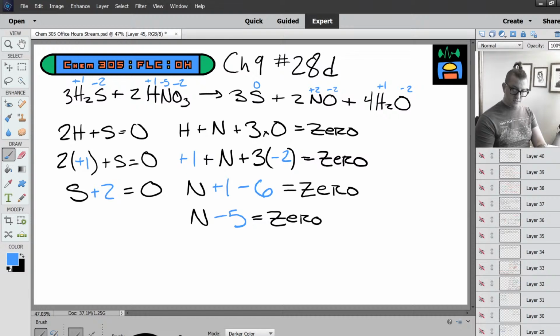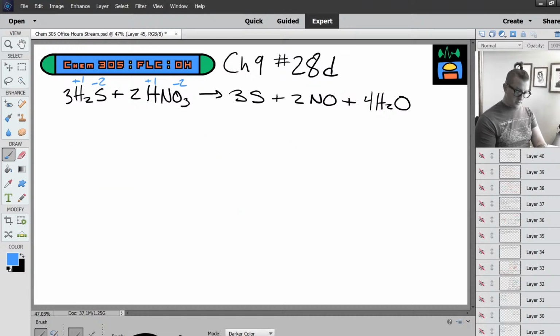Oh, whoops. Sorry, let me rewrite those real quick. +2, -2, +1, -2. All right, now they want us to identify which substance is oxidized and which is reduced. When you're looking for who's oxidized, who's reduced, you got to look for changes in oxidation state.